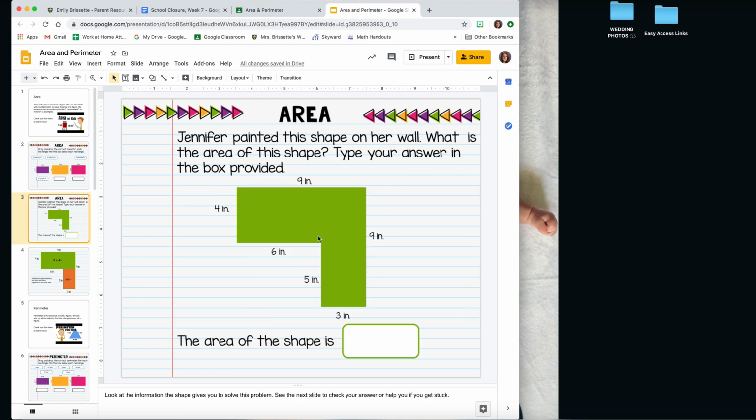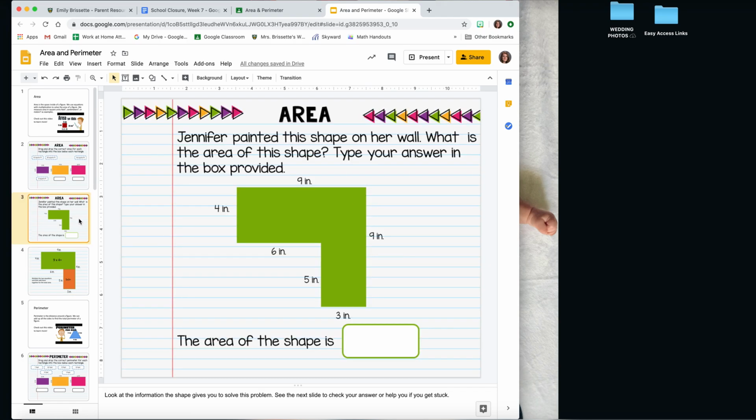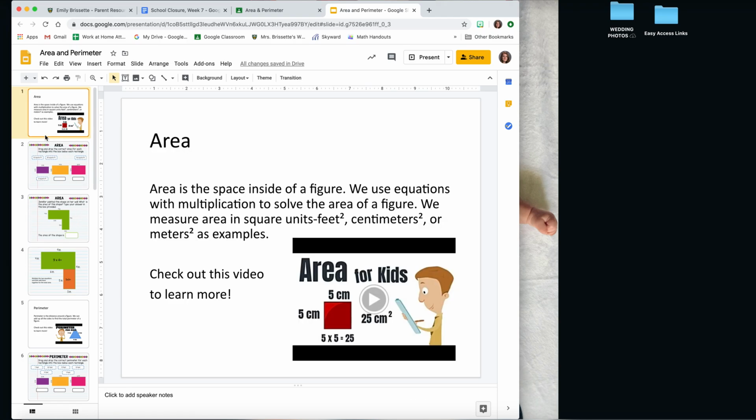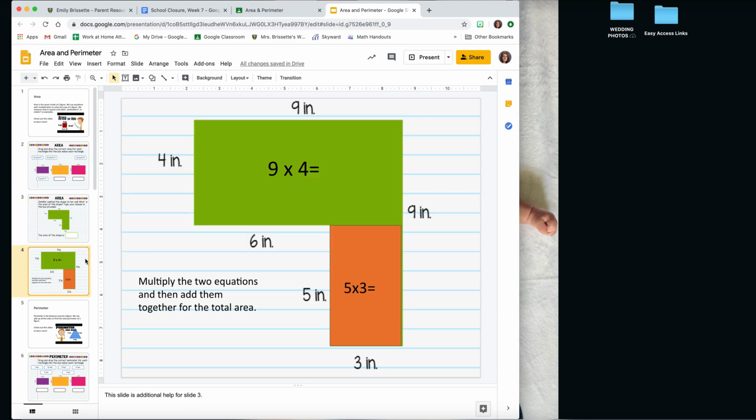So if I look at this big shape as 2 smaller rectangles by slicing it right here, I can figure out what the area of the whole giant rectangular shape is. So if you go to slide 4, it kind of splits it up for you further, but it's the exact same problem. So you guys just have these 4 slides today, and these 2 are the same problem, just split up a little bit.